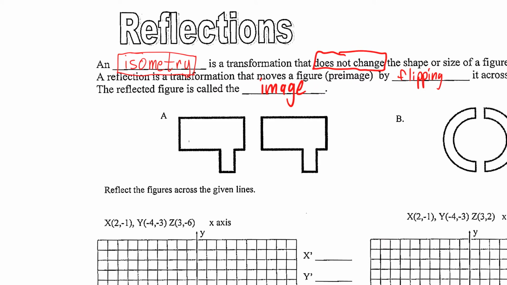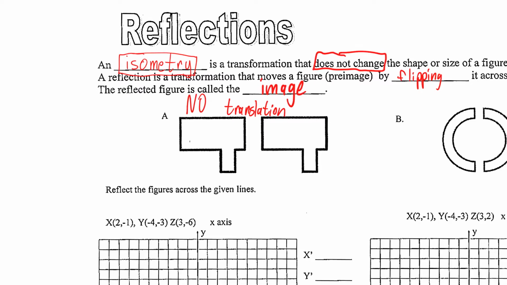So on this one right here, does this look like a reflection? No. What does this look like? A translation, like we did yesterday. It just slid straight over. So no, that's not a reflection. That's an example of a translation.